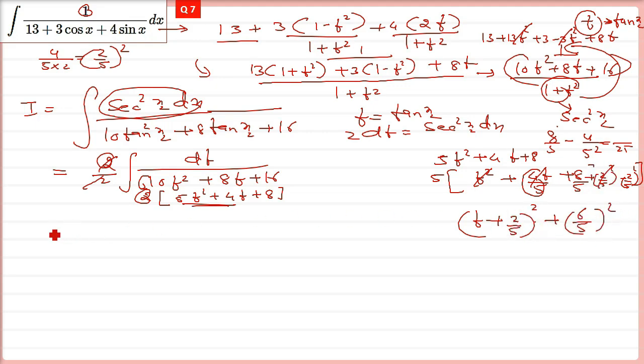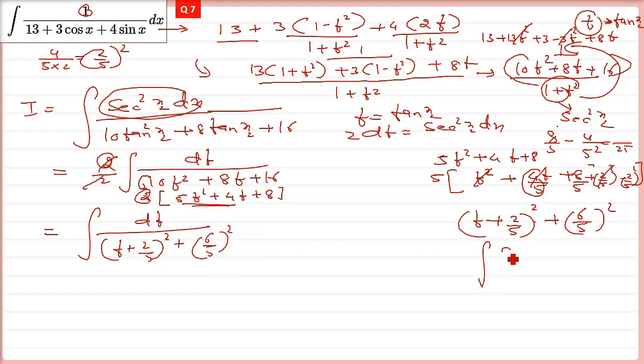So the integration has become something like this. There is nothing outside except 5. As I told you, 5 was already taken outside. So t plus 2 by 5 whole square plus 6 by 5 whole square. Right? This is just the integration of dx by x square plus a square, which is 1 by a tan inverse x by a. It's not 2a. It's 1 by a tan inverse x by a. What is x here? t plus 2 by 5. What is a here? 6 by 5.